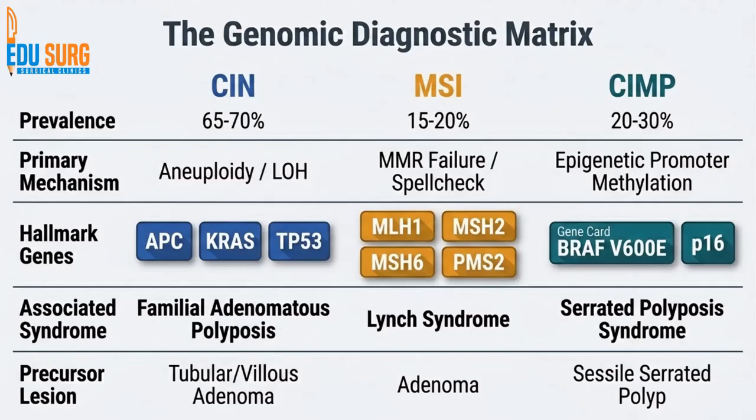In MSI, the prevalence is 15 to 20%. It's like a spell check error, or a mismatch repair system failure. Four important genes: MLH1, MSH2, MSH6, and PMS2. The syndrome, when it is germline, is Lynch syndrome or HNPCC. The precursor lesion is again adenoma. CIMP pathway, epigenetic promoter methylation, is seen in 20 to 30% of cases of CRC. The important mutation is BRAF V600E, which is associated with poor prognosis. The syndrome is serrated polyposis syndrome, and the precursor lesion is sessile serrated polyp.